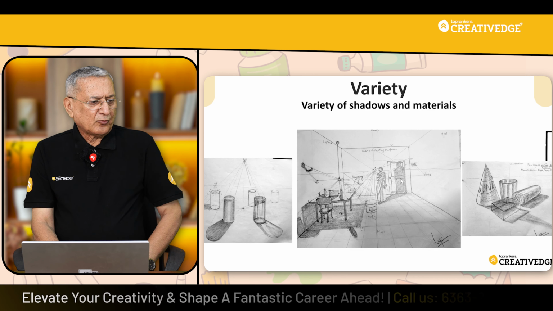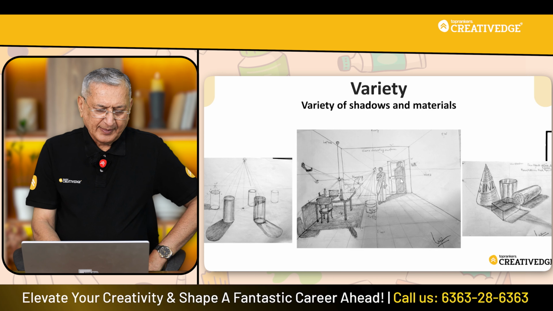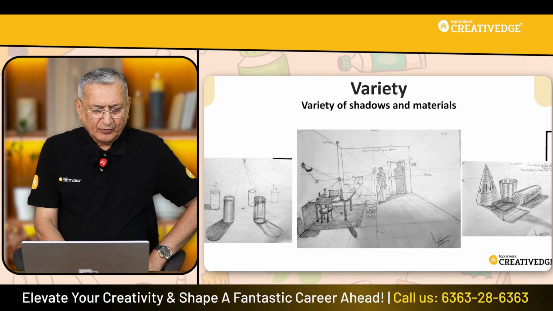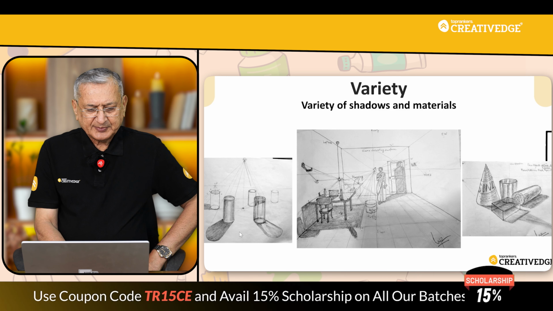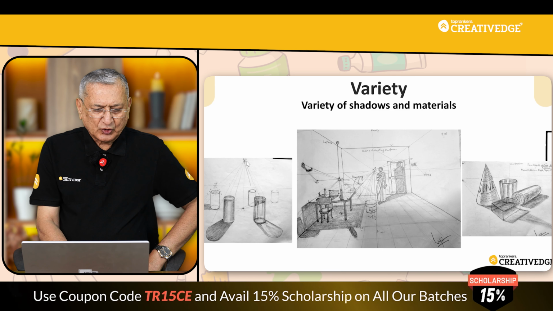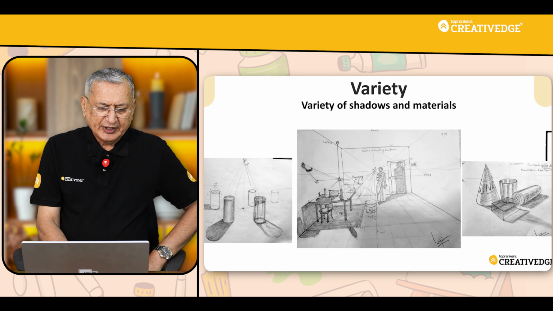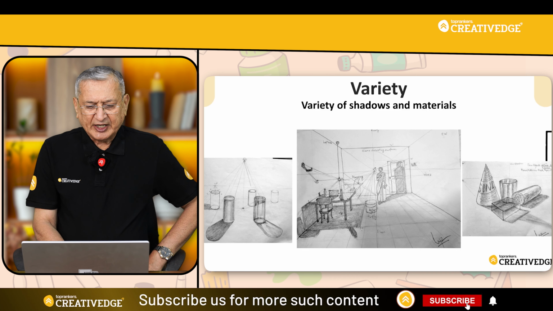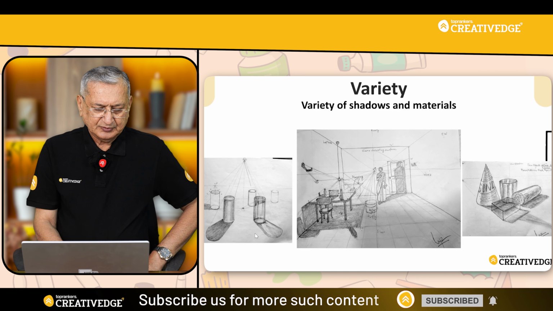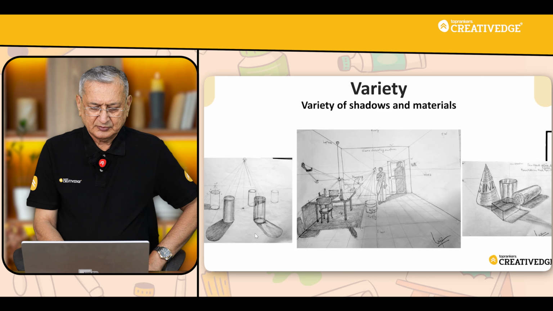Then comes variety. What is variety here? Or where is variety here? Variety of objects. Then the light source used here is in the center. So the shadow are going in all the direction, showing the variety of the shadow. In this arrangement, variety of objects and variety of shadows.